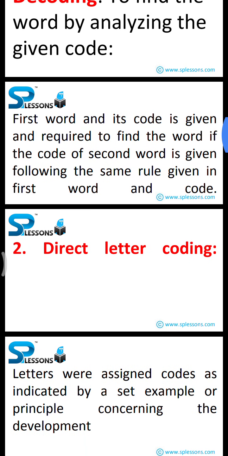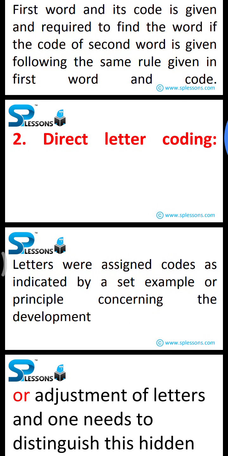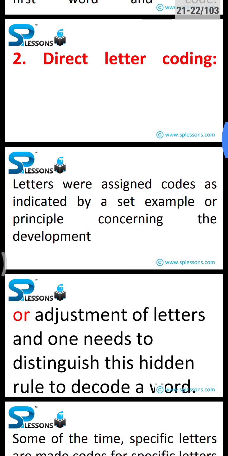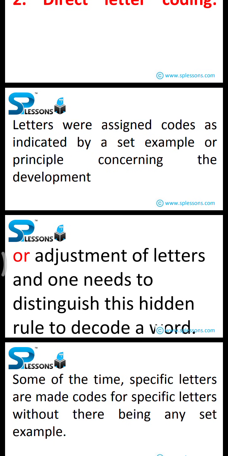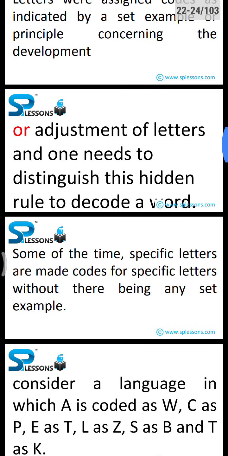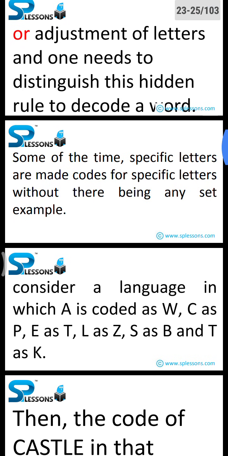Second one, direct letter coding. Letters are assigned codes as indicated by a set example or principle concerning the development or adjustment of letters, and one needs to distinguish this hidden rule to decode a word. Some of the time, specific letters are made codes for specific letters without there being any set example. Consider any language in which A is coded as W, C as P, E as T, L as Z, S as P, and T as K.